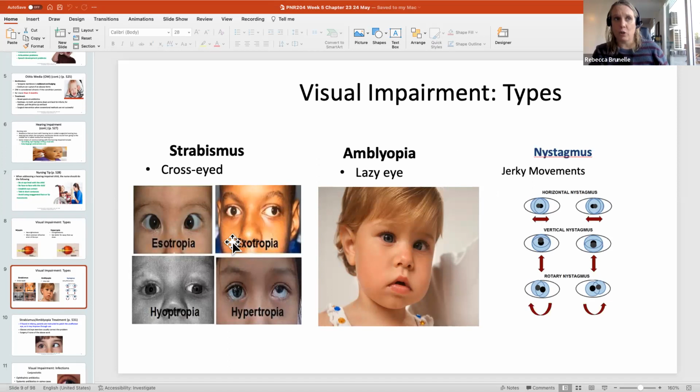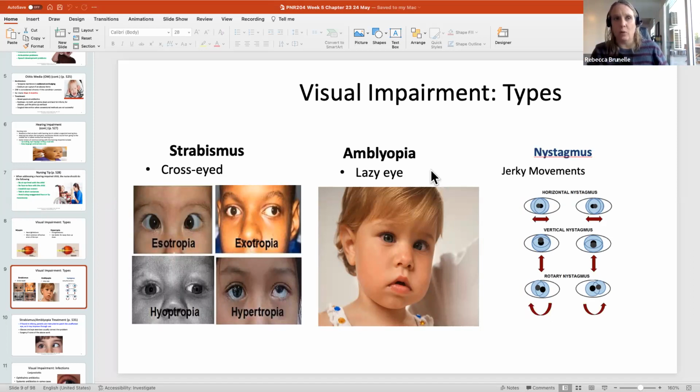So strabismus is cross-eyed, so you can kind of see the eye is not midline, it's pointing towards the nose. And then amblyopia is a lazy eye. So both of these are related to the nerve muscles that control the eye. So the treatment is to put a patch on the good eye.